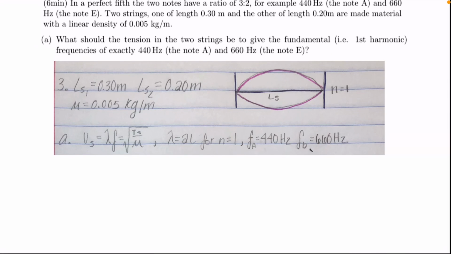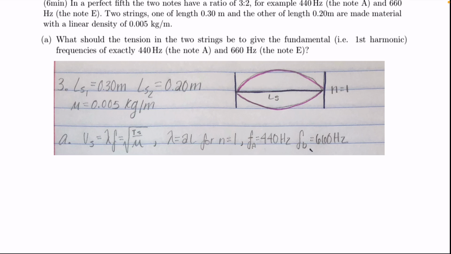This problem states that in a perfect fifth, the two notes have a 3:2 ratio. For example, 440 hertz and 660 hertz. The two strings, one of length 0.3 meters and the other of length 0.2 meters, are made with the same material of linear density 0.005 kilograms per meter. Part A is asking what should the tension in the two strings be to give the fundamental frequencies of exactly 440 hertz and 660 hertz.